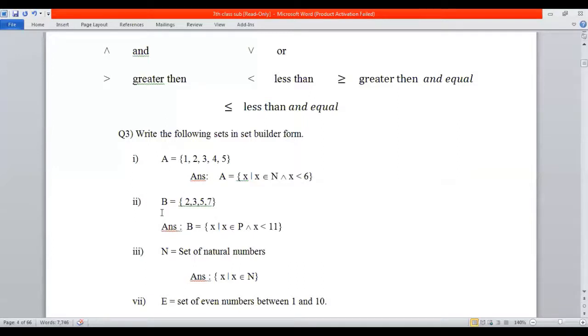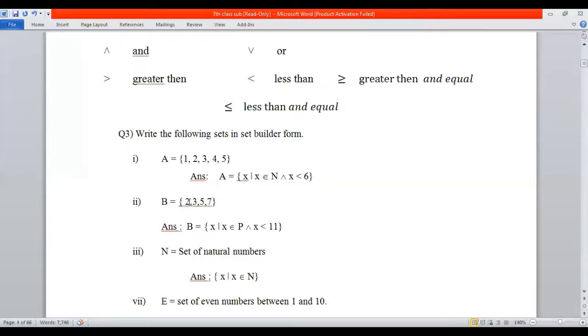Now come to the second part. You are given 2, 3, 5, 7. What type of numbers are these? If this 2 were not present, then you could easily say that these are odd numbers. But since 2 is present, these are not odd numbers, these are prime numbers. How do we know? Because all these numbers are only divisible by 1 or by themselves. No other table divides these numbers.